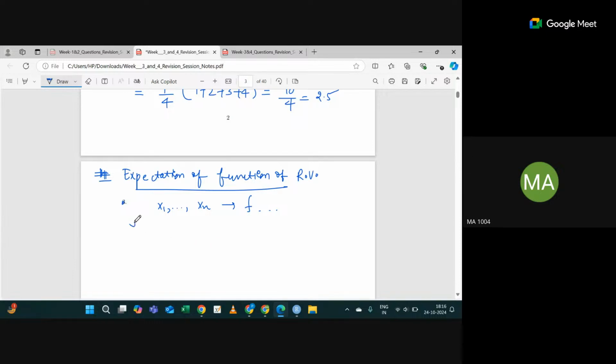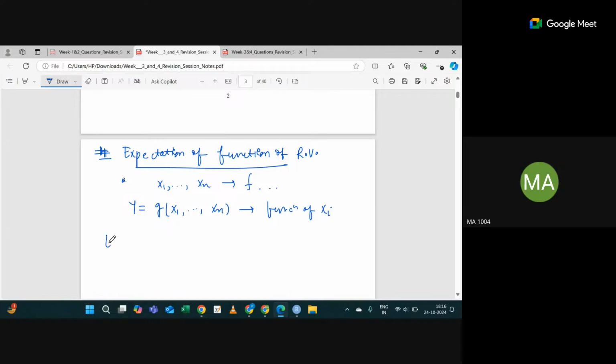So what if I apply a function to each xi? We will see the example, do not worry. So how will you calculate expectation of y? First of all, by the basic definition, what will you do? Summation of y into fy of y. Yes or no? Yes. Right?